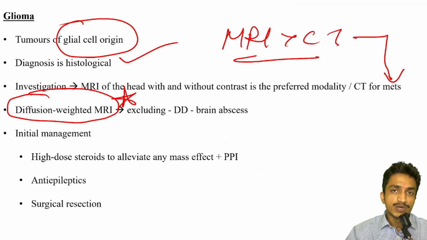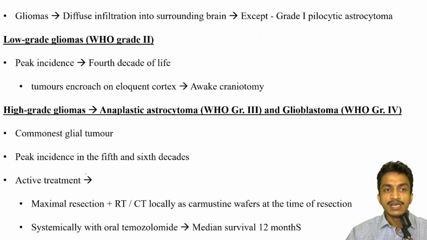To reduce the tumor associated edema, we give steroids. Because of the edema also sometimes there is a higher chance of seizure, so steroids help us to decrease and control that symptom. We give anti-epileptics, and if it is resectable, then we go for surgical resection.